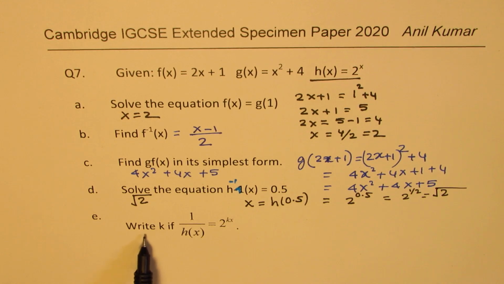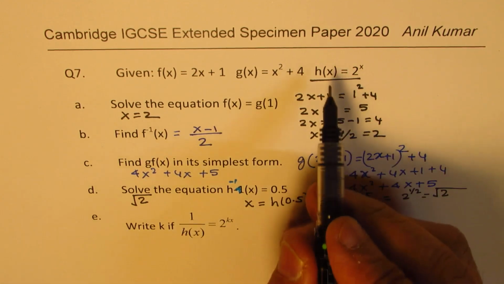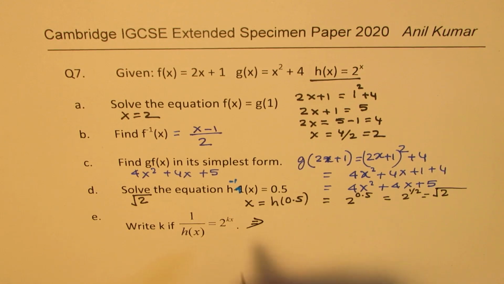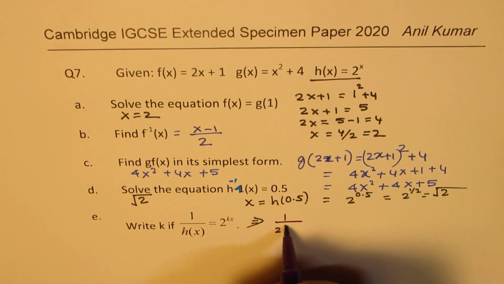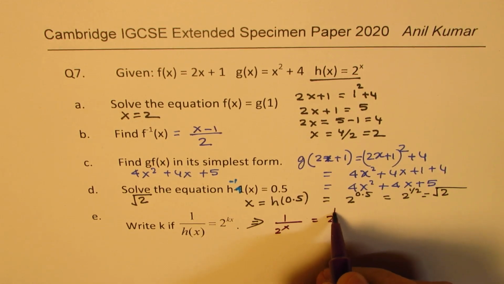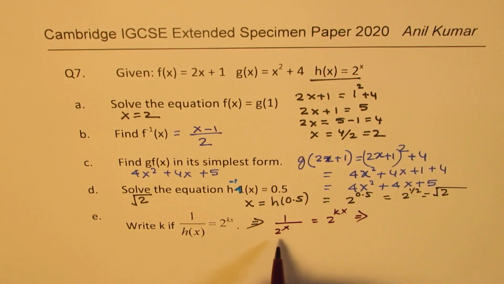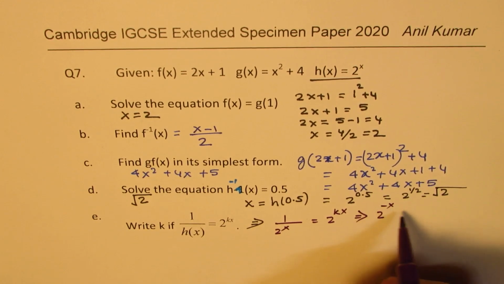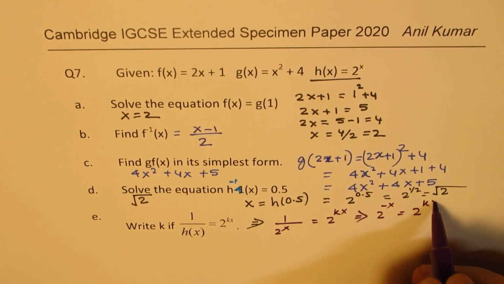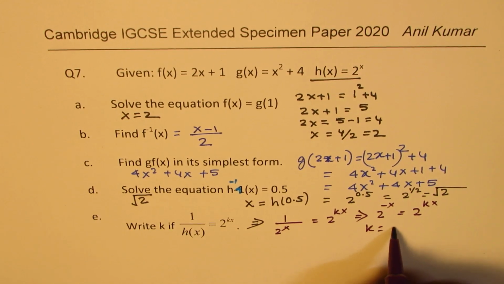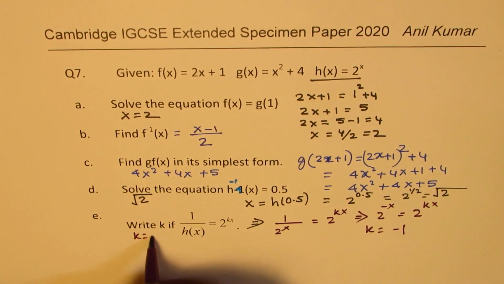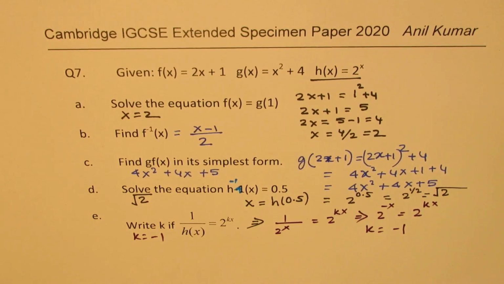Next one is to write k if 1 over h of x is 2 to the power of kx. You have to find k. So what is h of x? H of x is 2 to the power of x. So this implies that we can write this as 1 over 2 to the power of x equals 2 to the power of kx. Now, that means 2 to the power of minus x equals 2 to the power of kx. Now, comparing the exponents when they have the same base, we can say k is equal to minus 1. So we get here k equals minus 1. Correct? So that is how we will solve it.